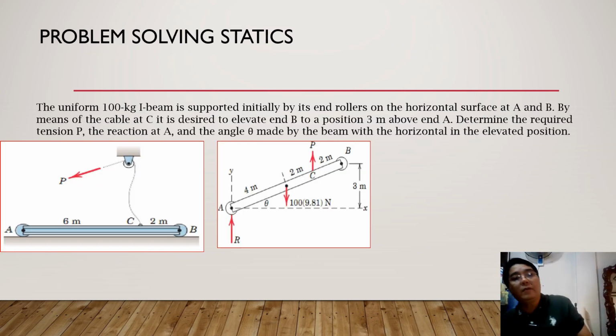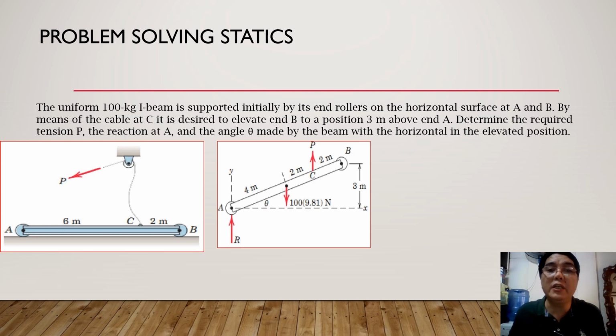Okay, let us try to solve this problem. The uniform 100 kilogram I-beam is supported initially by its end rollers on the horizontal surface at A and B by means of the cable at C. It is desired to elevate end B to a position 3 meters above end A. Determine the required tension P, the reaction at A, and the angle theta made by the beam with the horizontal in the elevated position. Okay, just follow my cursor.